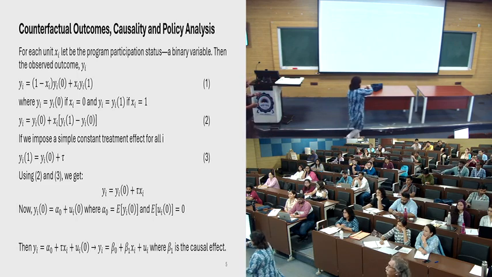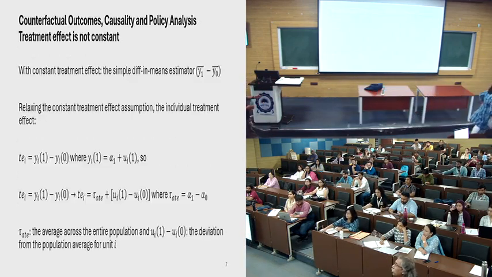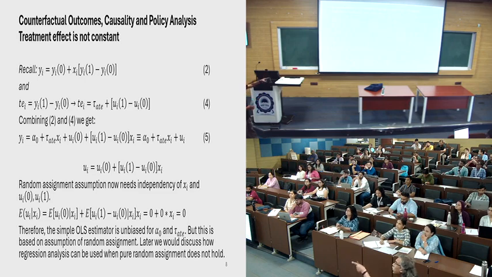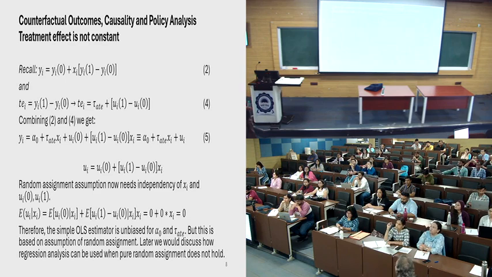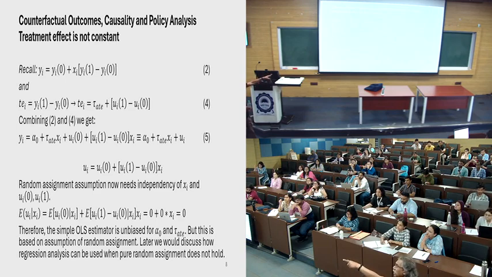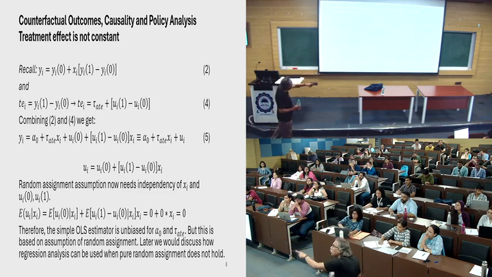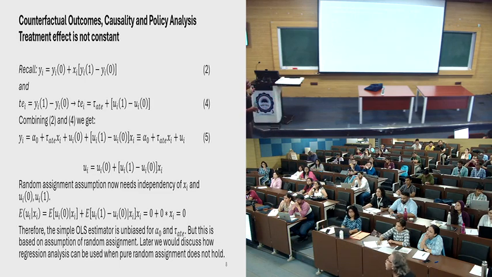So let's start with equation 2. Given this equation 2, I just write equation 2, nothing more than that. Whatever you have already. Now, TE_i I define as Y_i1 minus Y_i0. I substitute the values. So TE_i is going to be tau_ATE plus u_i1 minus u_i0. Call it equation 4. I now use equations 2 and 4 and get my equation 5.